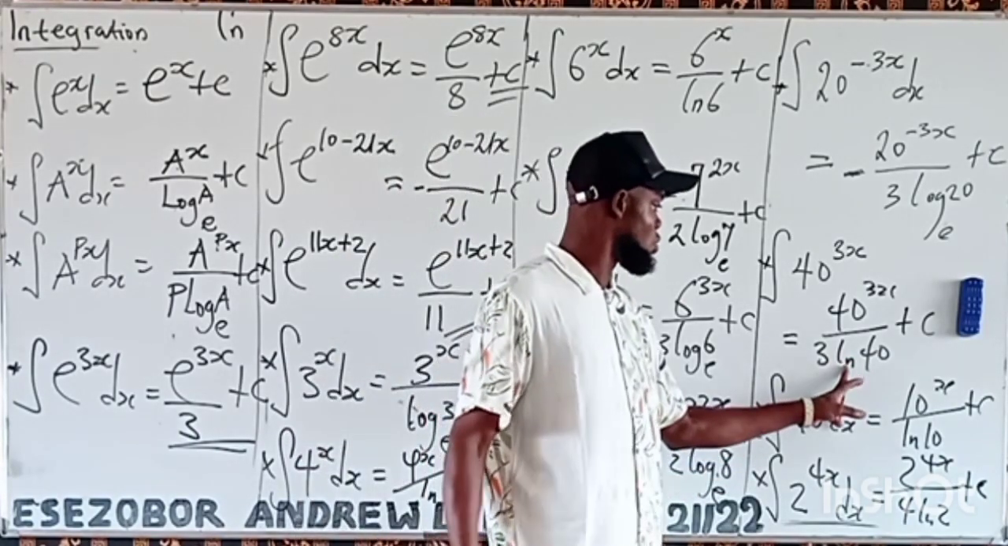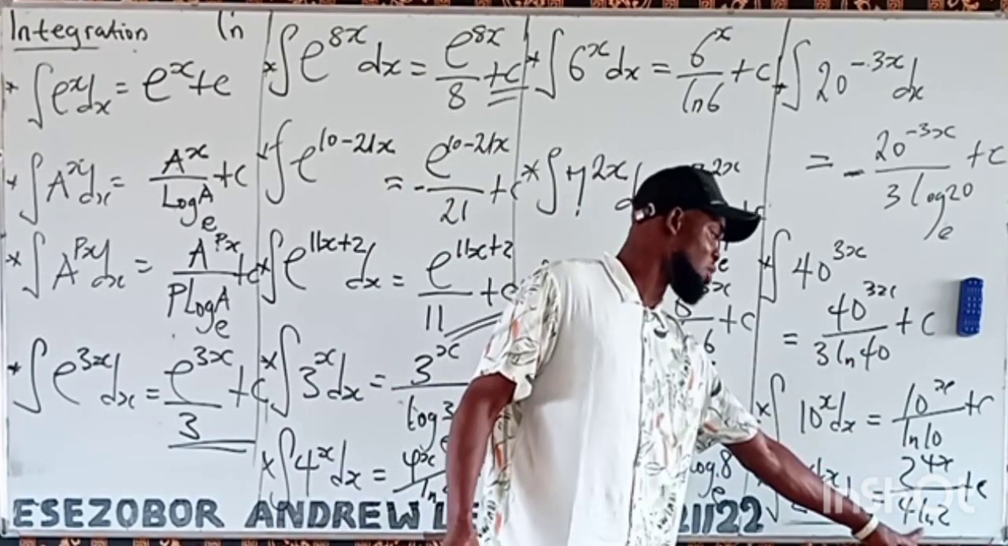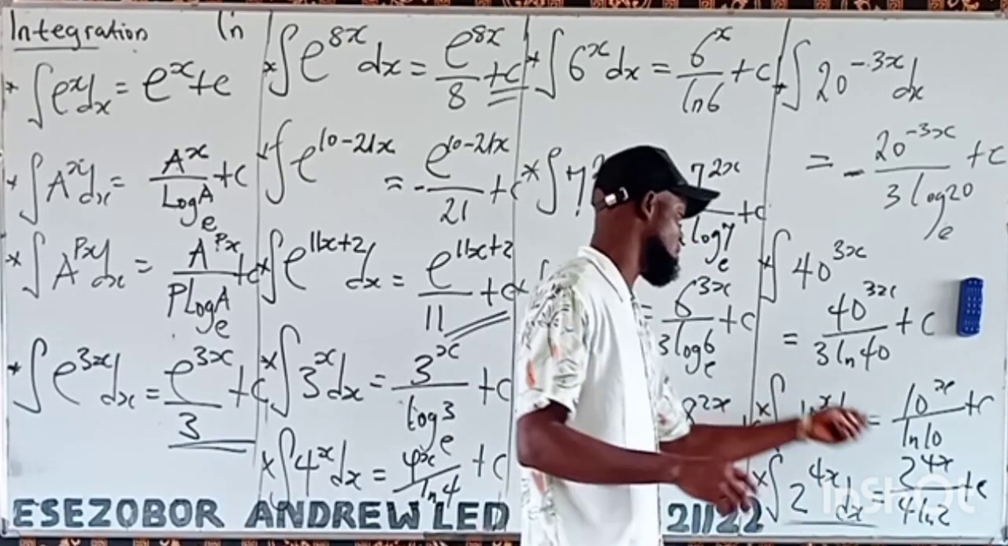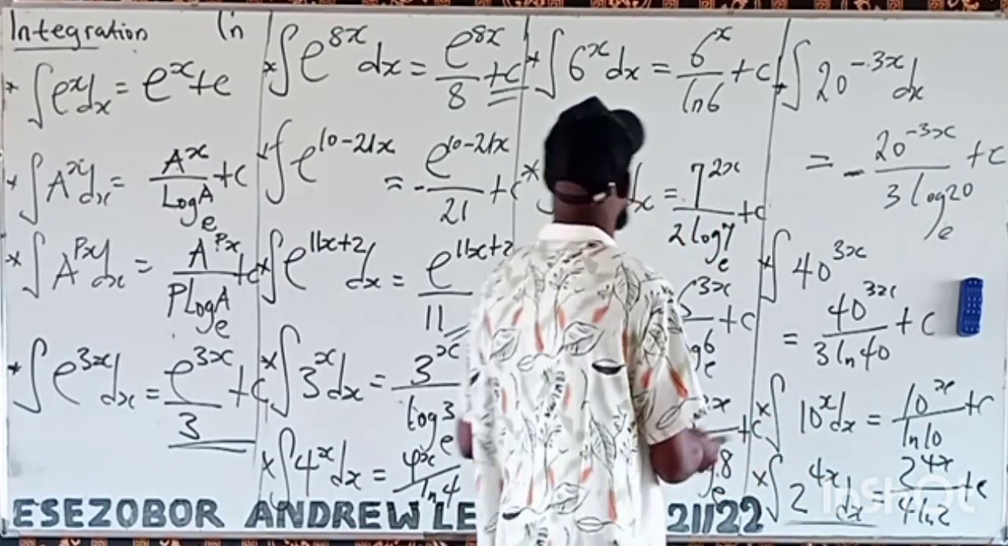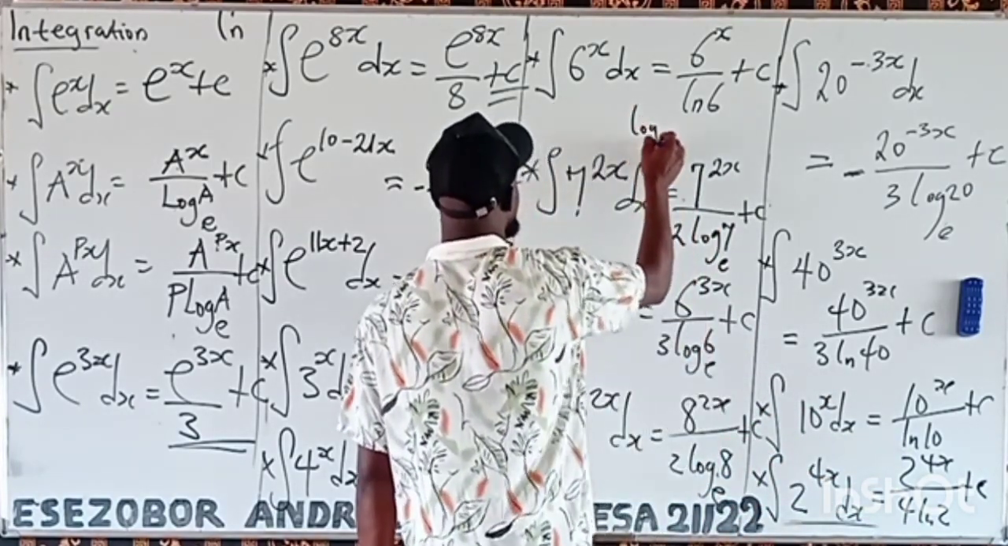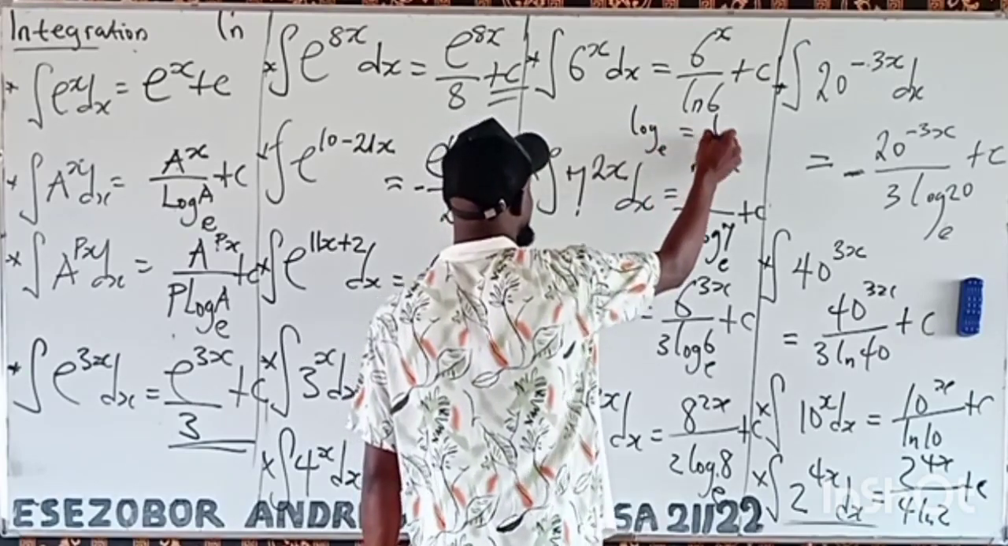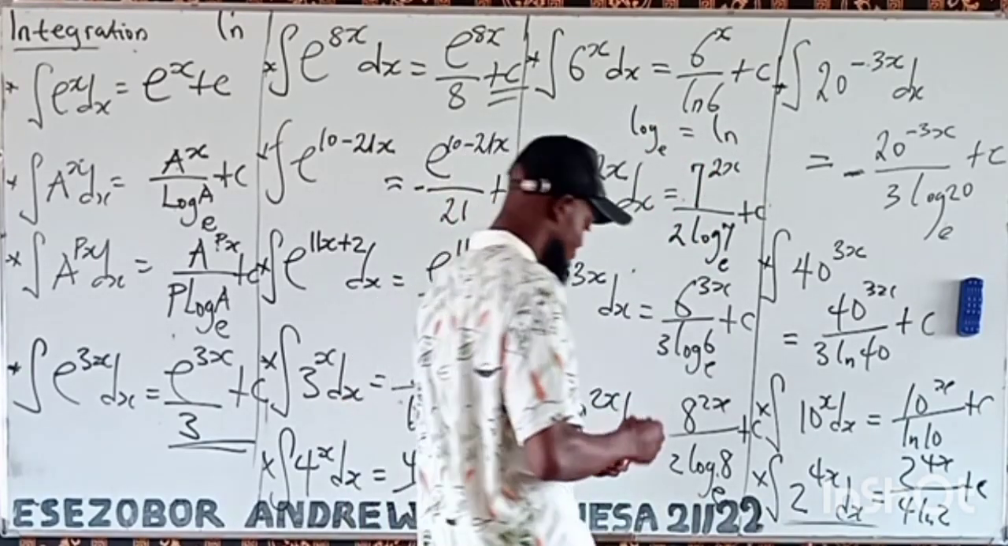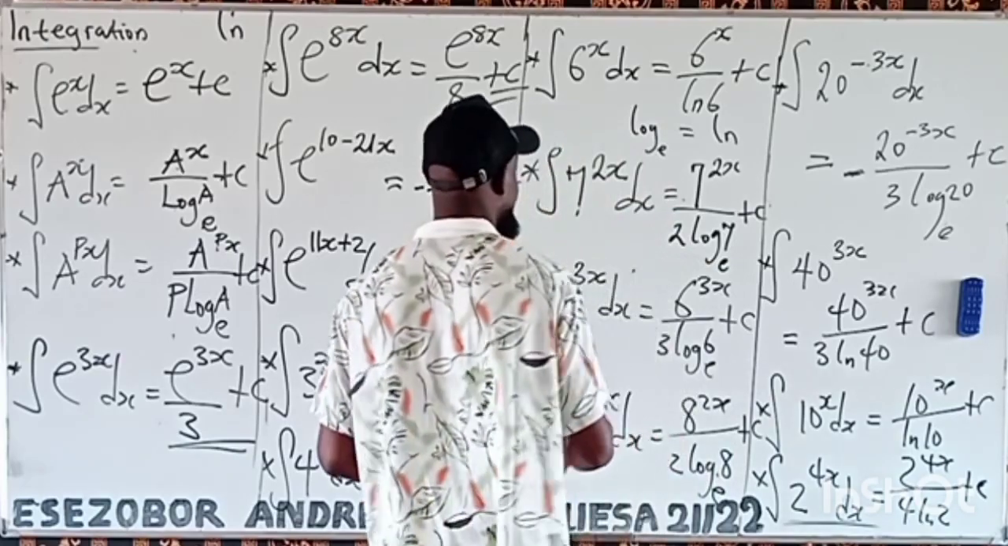So it's either you use log to base e in place of ln, or you use ln as in there. So take note, log to base e is simply written with this symbol, ln. Take note of that. It's very, very important.